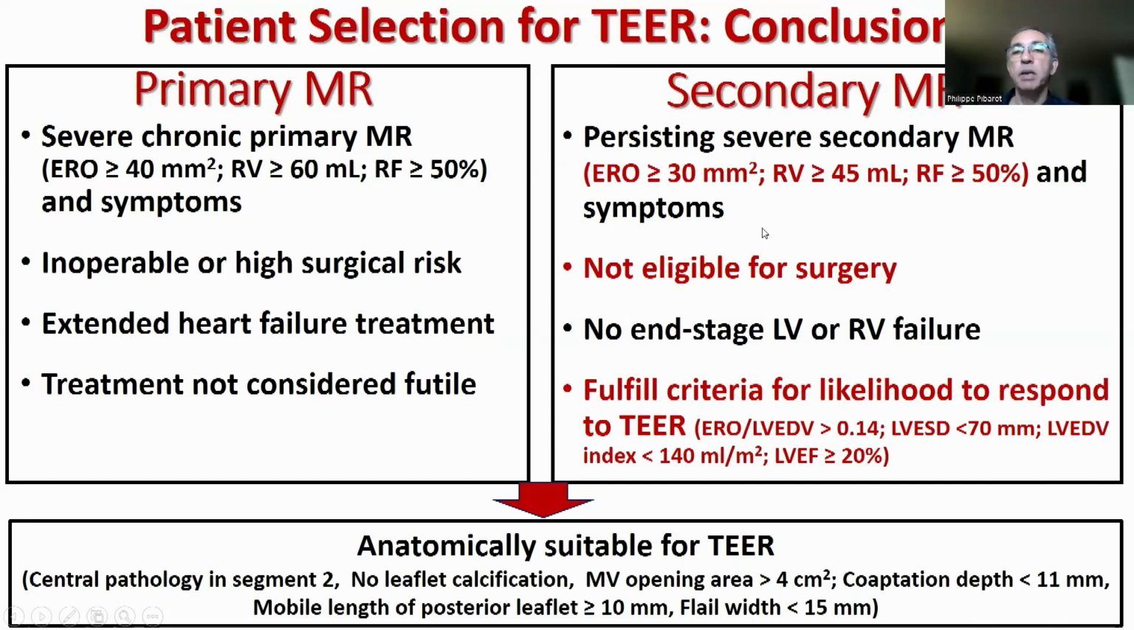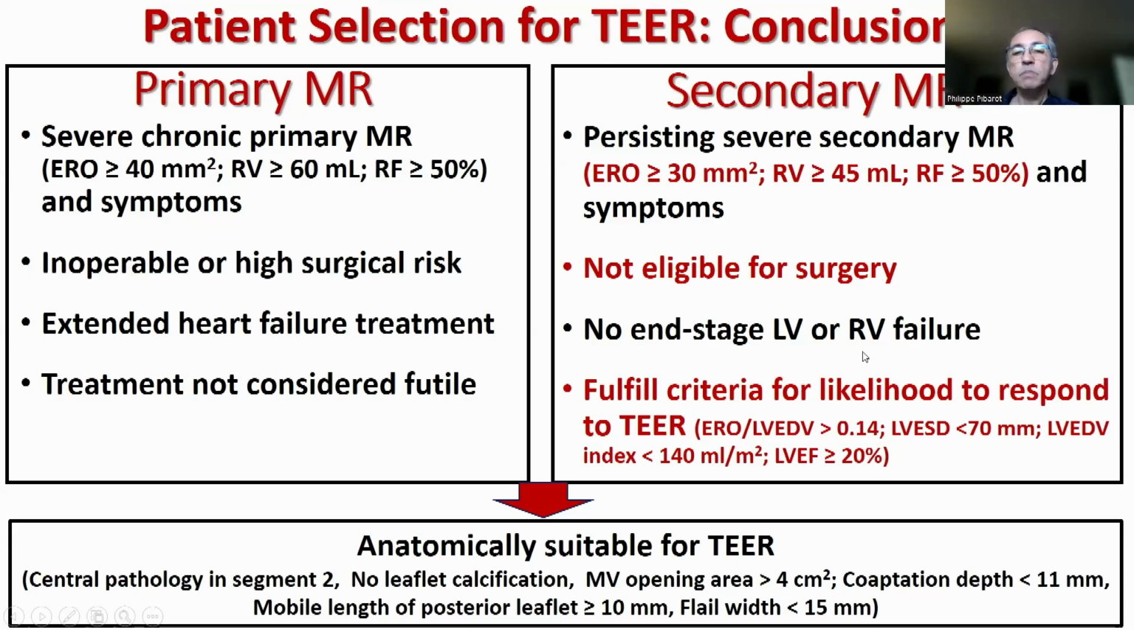And for secondary MR, same: persistent severe secondary MR, but here the criteria for severe MR is somewhat different. It's more moderate to severe, if you will. EROA more than 30, regurgitant volume more than 45, and regurgitant fraction more than 50 or 40, depending on the studies. Not eligible for surgery.